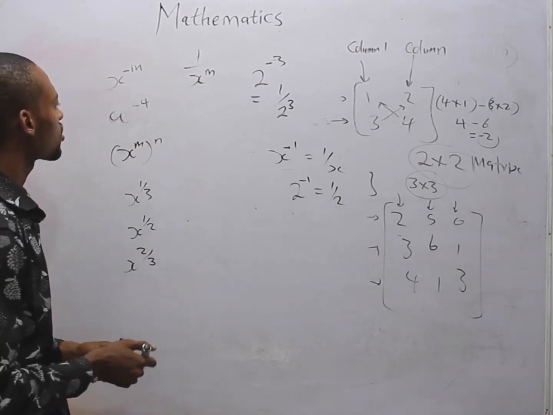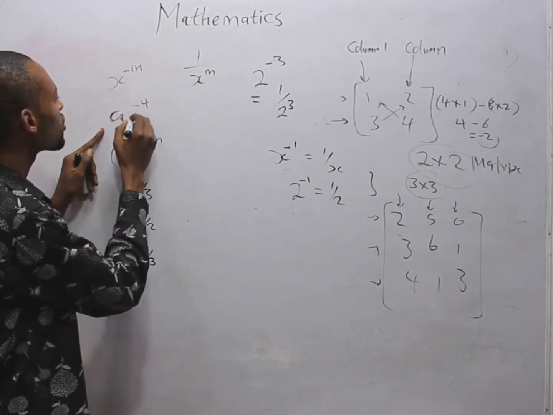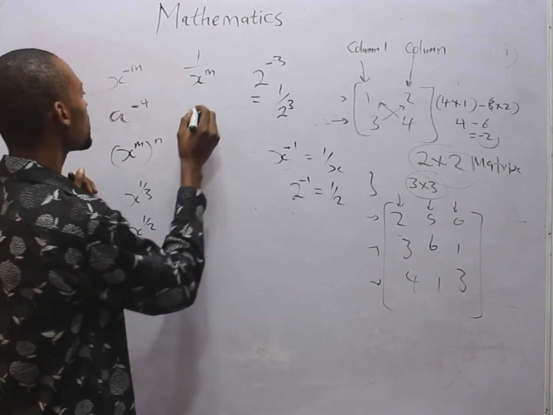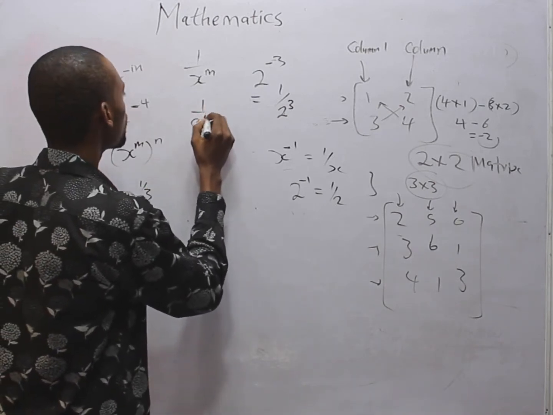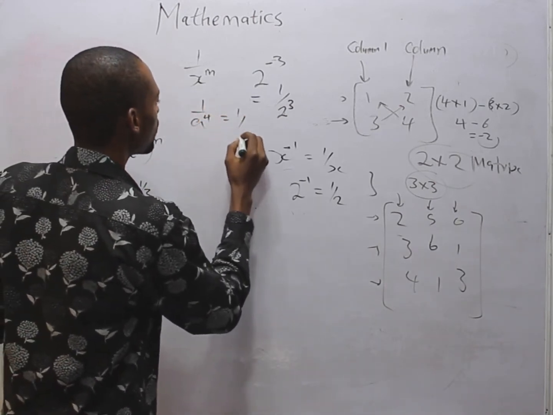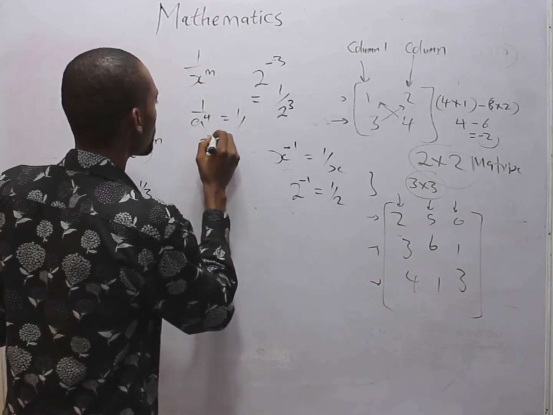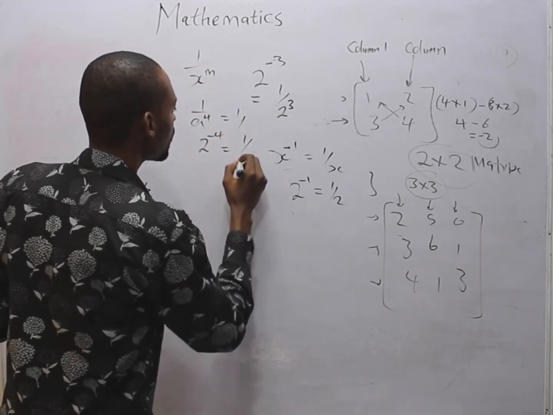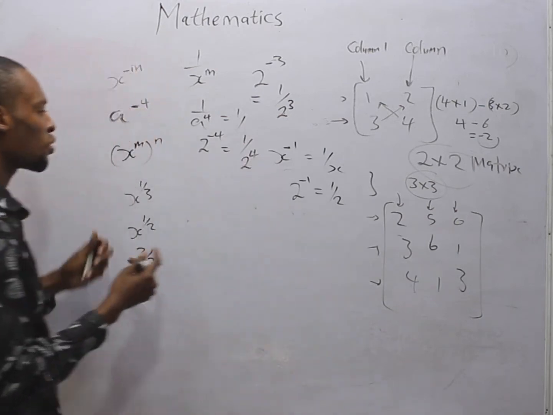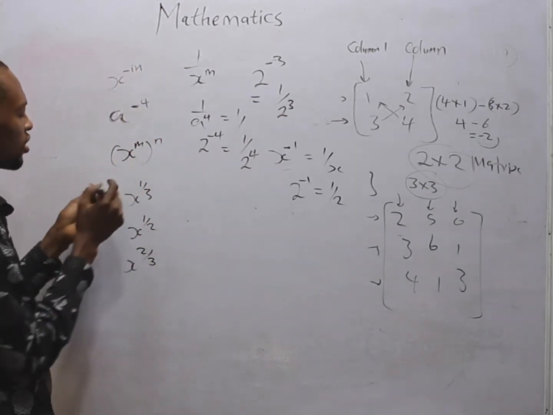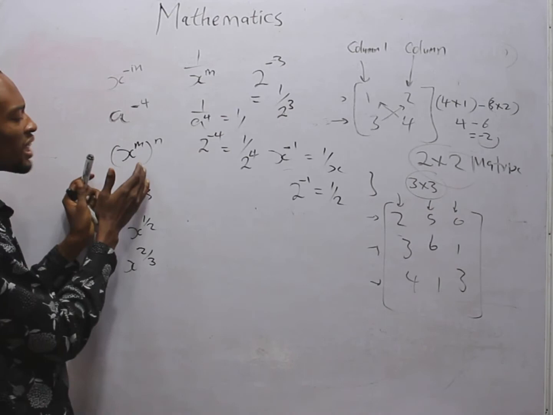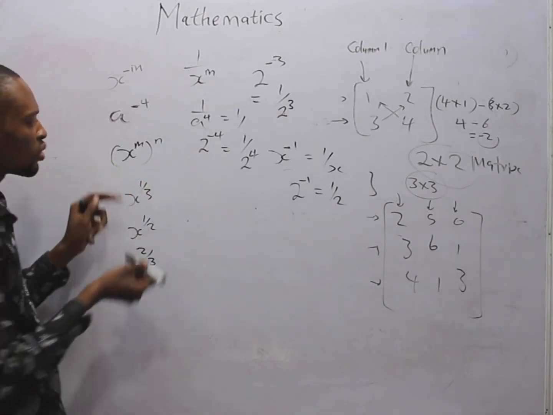You see? So look at this. A raised to the power of minus 4 is the same thing as 1 over a raised to the power of 4. If I have 2 raised to the power of minus 4, this is 1 over 2 raised to the power of 4. And this one, if you have values in the bracket, let's represent this with numbers.